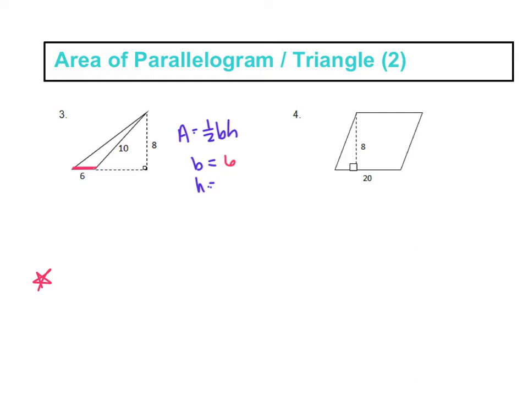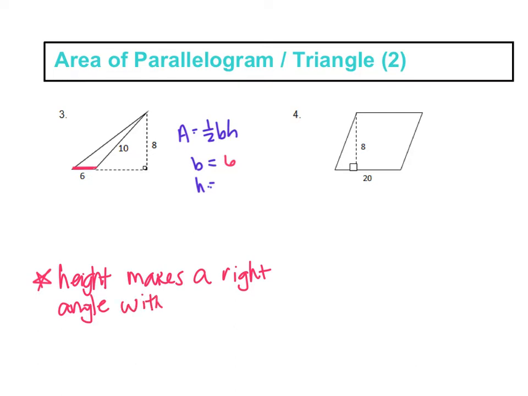It goes from the top of the triangle, but it will always form a right angle with the base. So we've got to figure out how to go from the top of the triangle straight down so you're forming a right angle with the base. So the height makes a right angle with the base. Make sure you guys are writing this in with me.